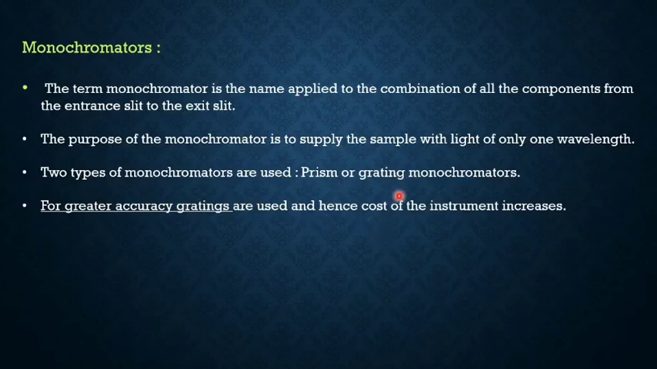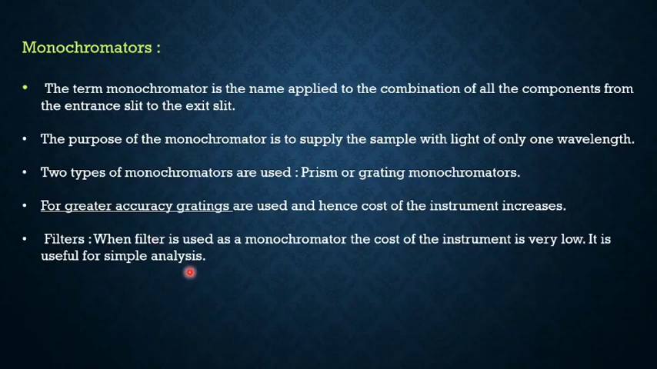But when a grating is used, the cost of the instrument increases because it is very expensive. And next, filters. When a filter is used as a monochromator, the cost of the instrument is very low, and generally filters are used for simple analysis. A monochromator gives monochromatic light, but filters give a very narrow beam of wavelength. They do not give us light of a single wavelength. So when simple analyses are to be carried out, filters are used.